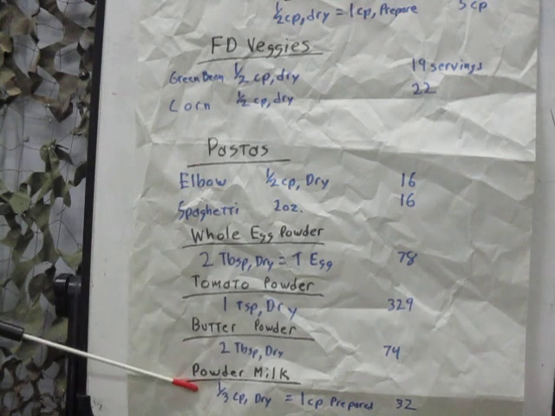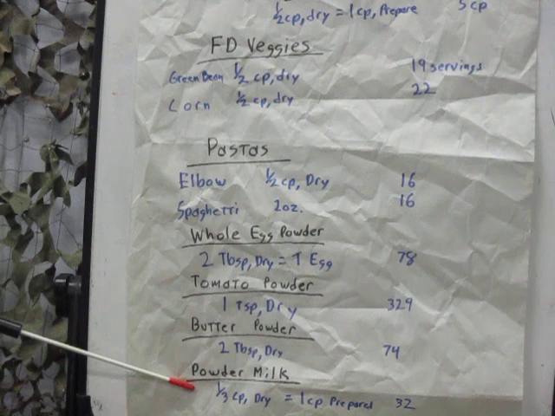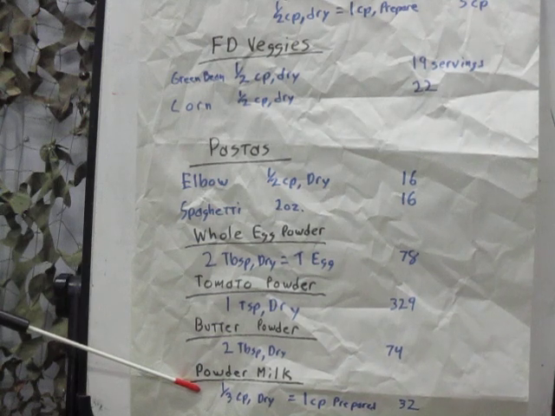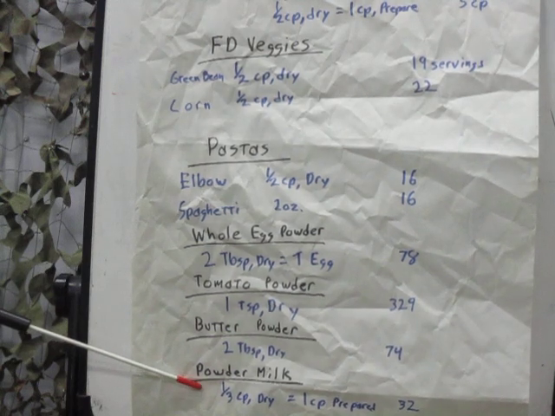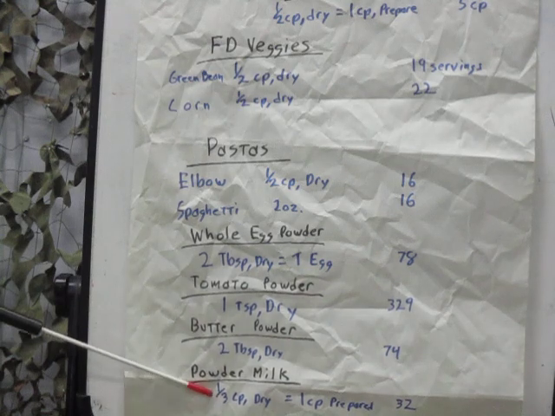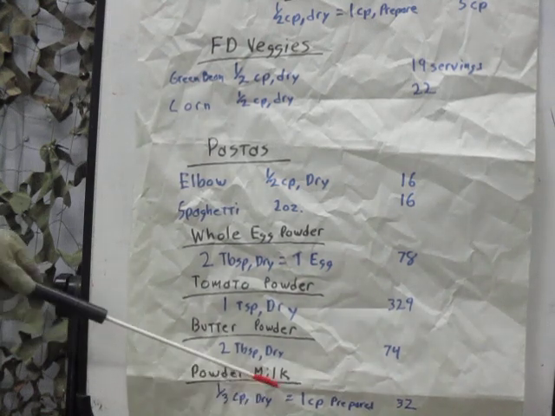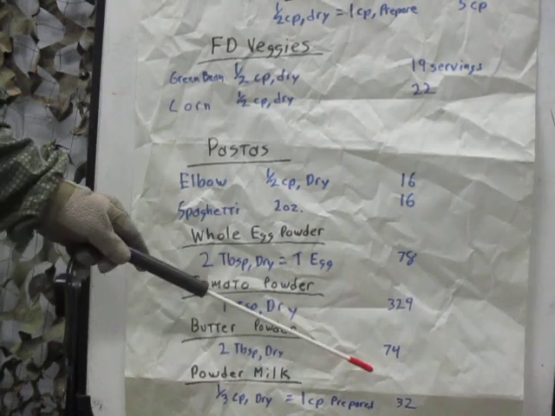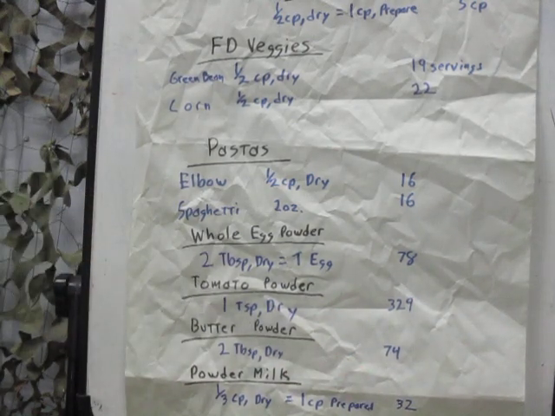But according to the package of powdered milk, a 39-ounce package is 32 servings. Comes out to 1/3 cup dry, which will prepare up to 1 cup prepared. 32 servings a bag.